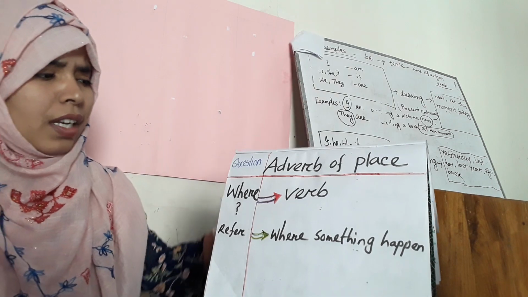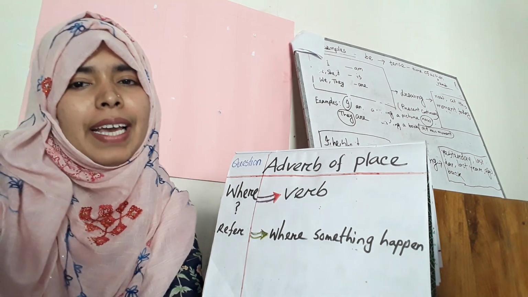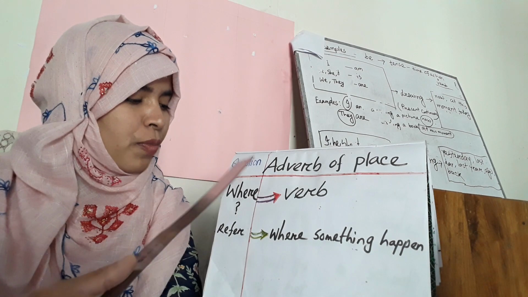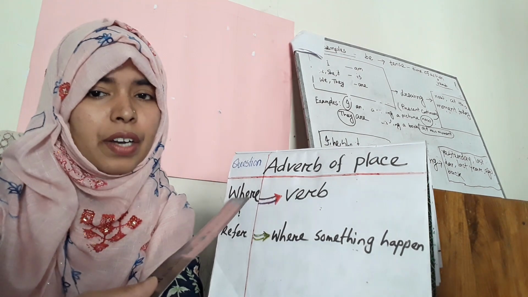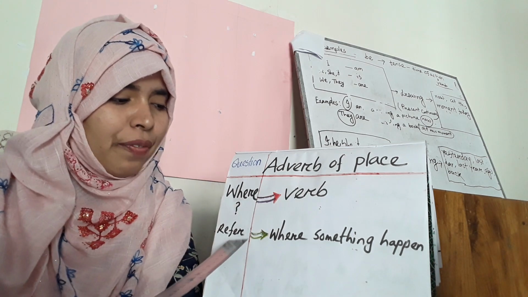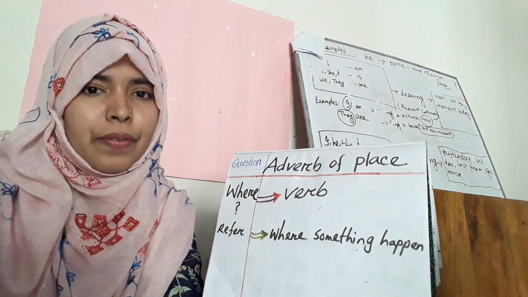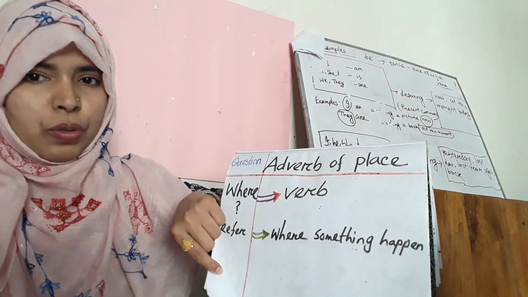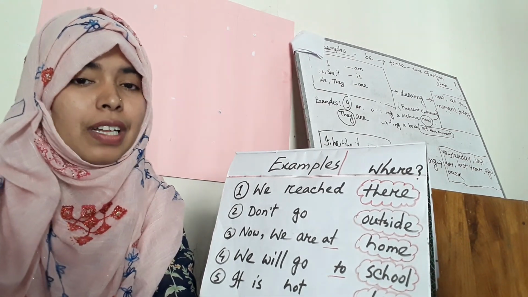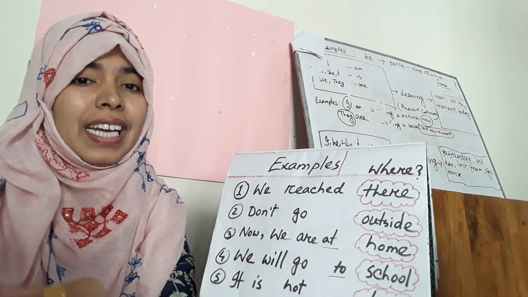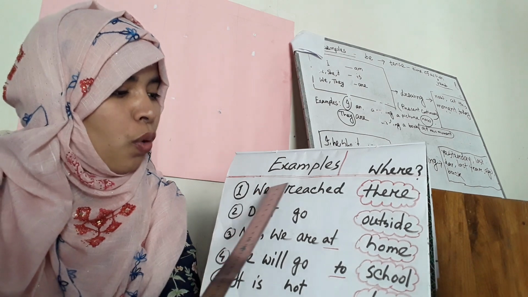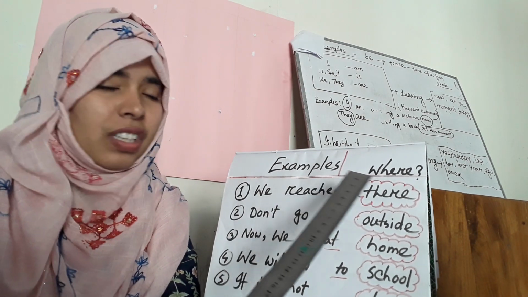Fine. Now we will know adverb of place. So how to identify adverb of place? Let's see. We have to ask the question where to the verb, and it refers to where something happens. We will see some examples that will help us to get a clear idea. Understand? Okay.